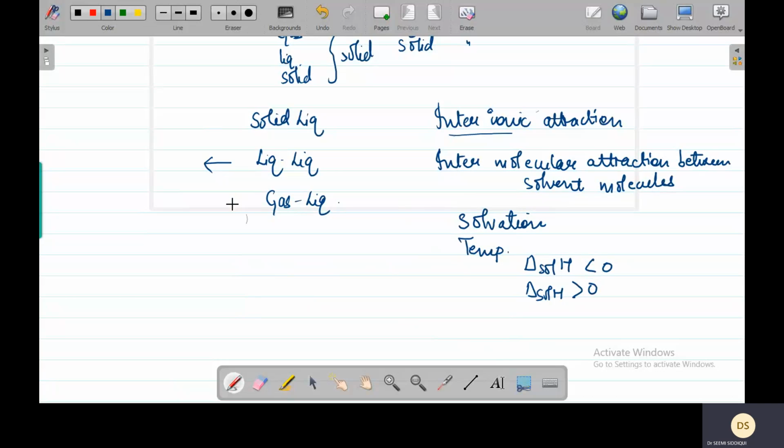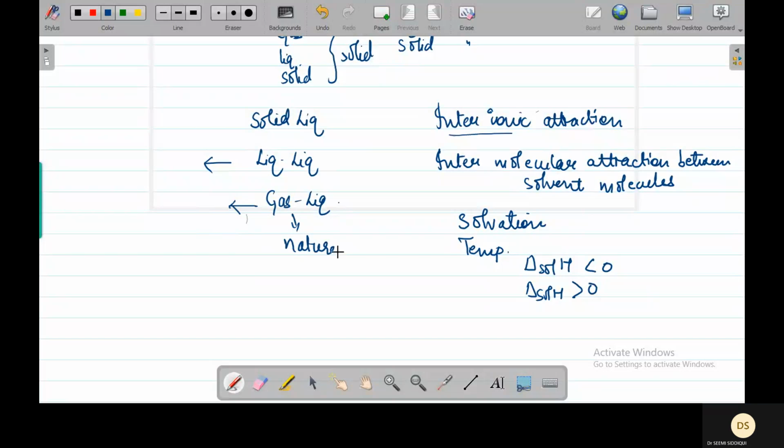Third type of solution, we have the gas-liquid. In the case of gas-liquid, these are generally soluble to a limited extent in other solvents. Now, solubility in this case depends on what?